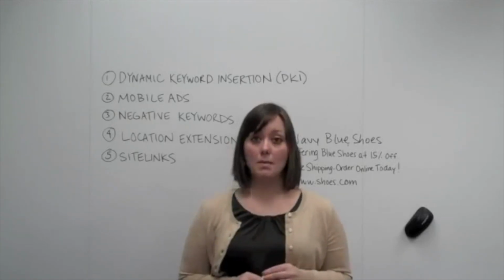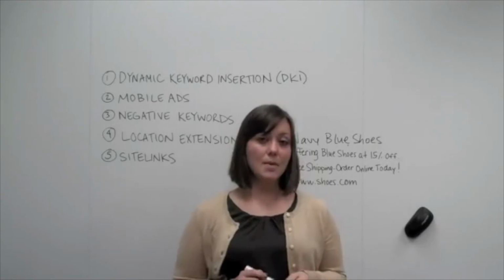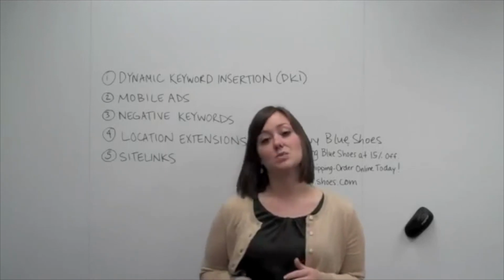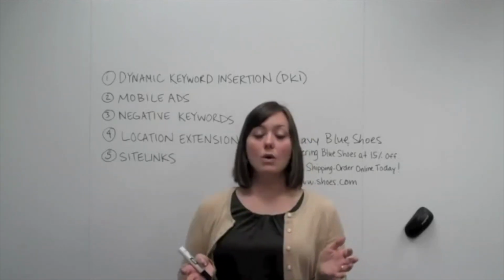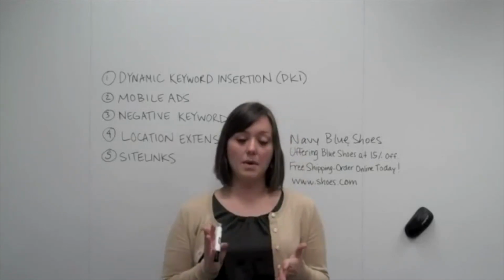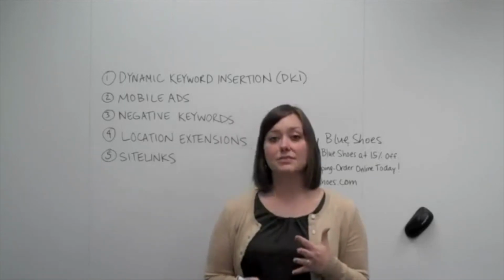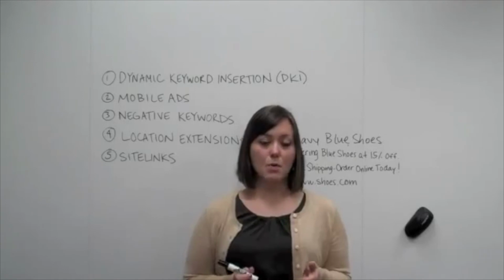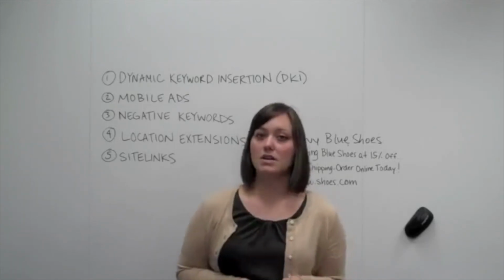AdWords makes advertising on mobile phones really easy. All you have to do is go to the settings tab and opt to show your ads to users on mobile devices with full browsers. You can be as general as all mobile phones, or you can be as specific to a certain brand of phone or a certain carrier. So testing different mobile ad groups and keywords and ad copy that are really targeted to mobile users is a really great way to be a part of the mobile marketing trend.